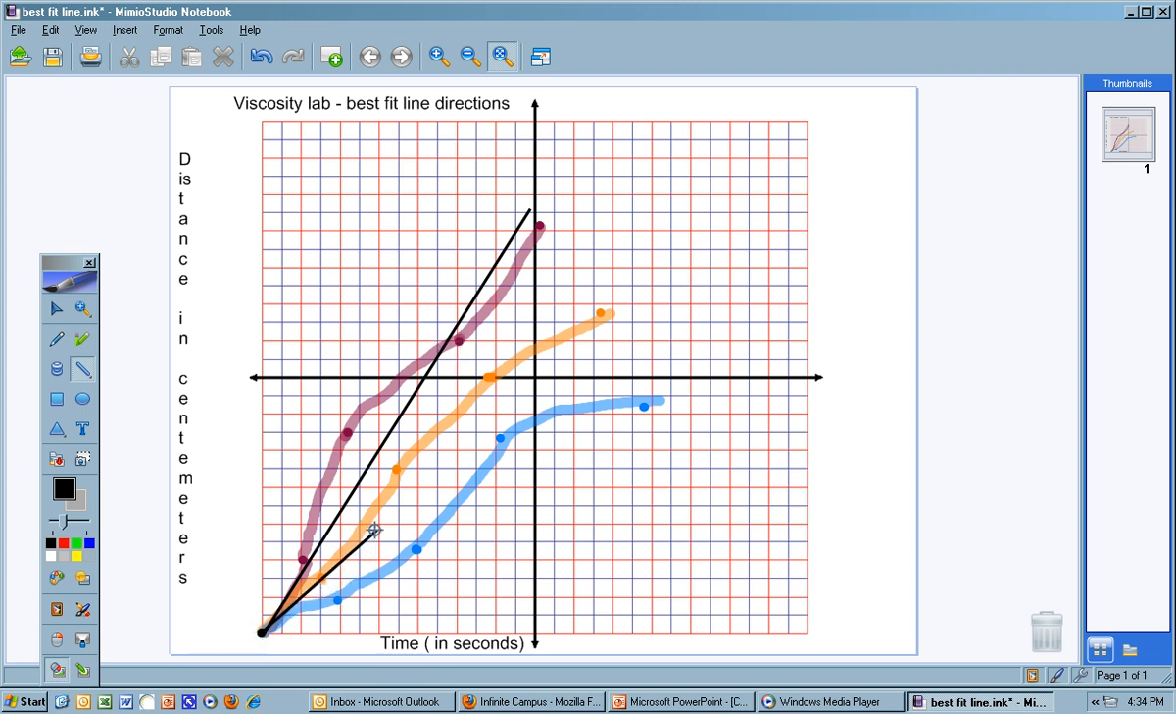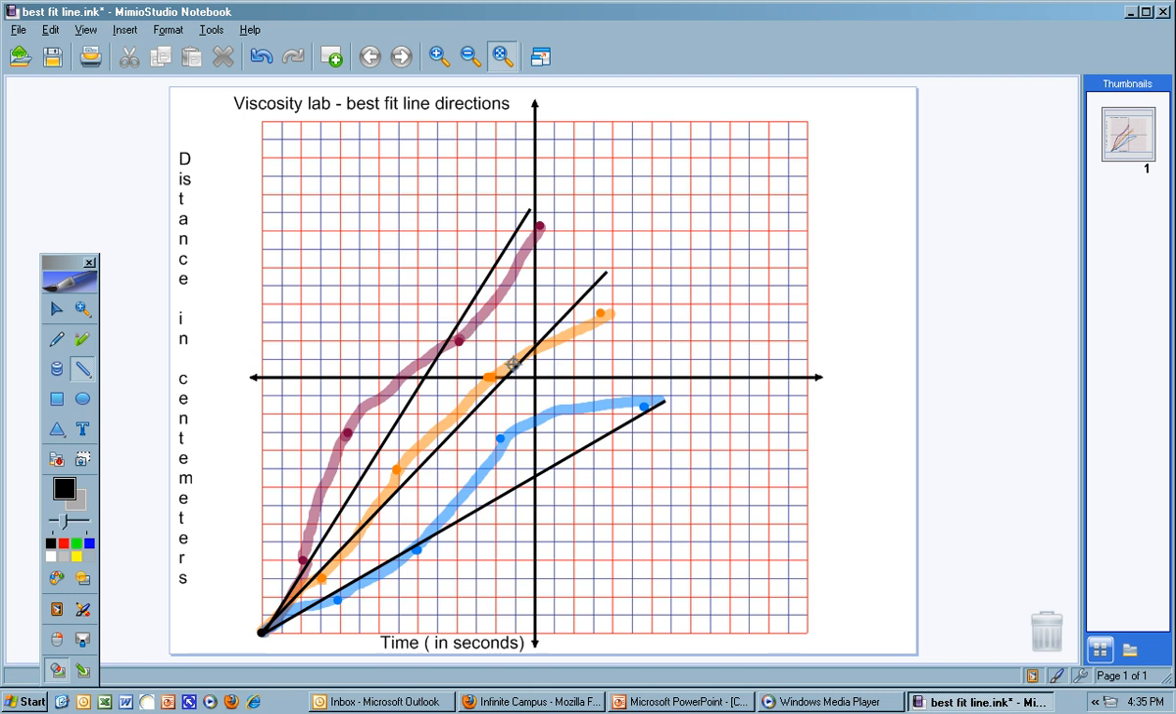So here's another best fit line. As I'm doing this, see out here I've got 2 dots above and 2 dots below. I'm trying to make them as close as they can be, right about there. So here's one below, and this one's below, and these two are above. And my last one, right there. These two are below, these two are above.